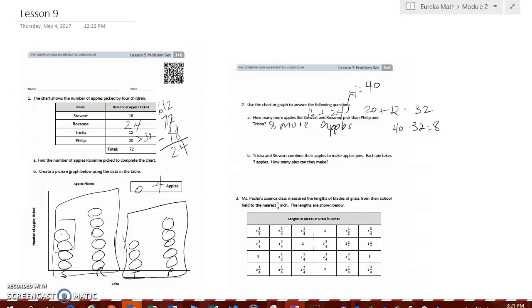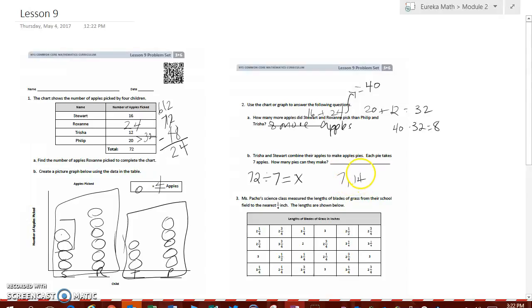And letter B, Trisha and Stuart combine their apples to make apple pies. Each pie takes 7 apples. How many pies can they make? All right, well, this is just a division problem. It's the total number of apples divided by 7 in each pie gives us X amount of pies. Okay, or you can just skip counting.